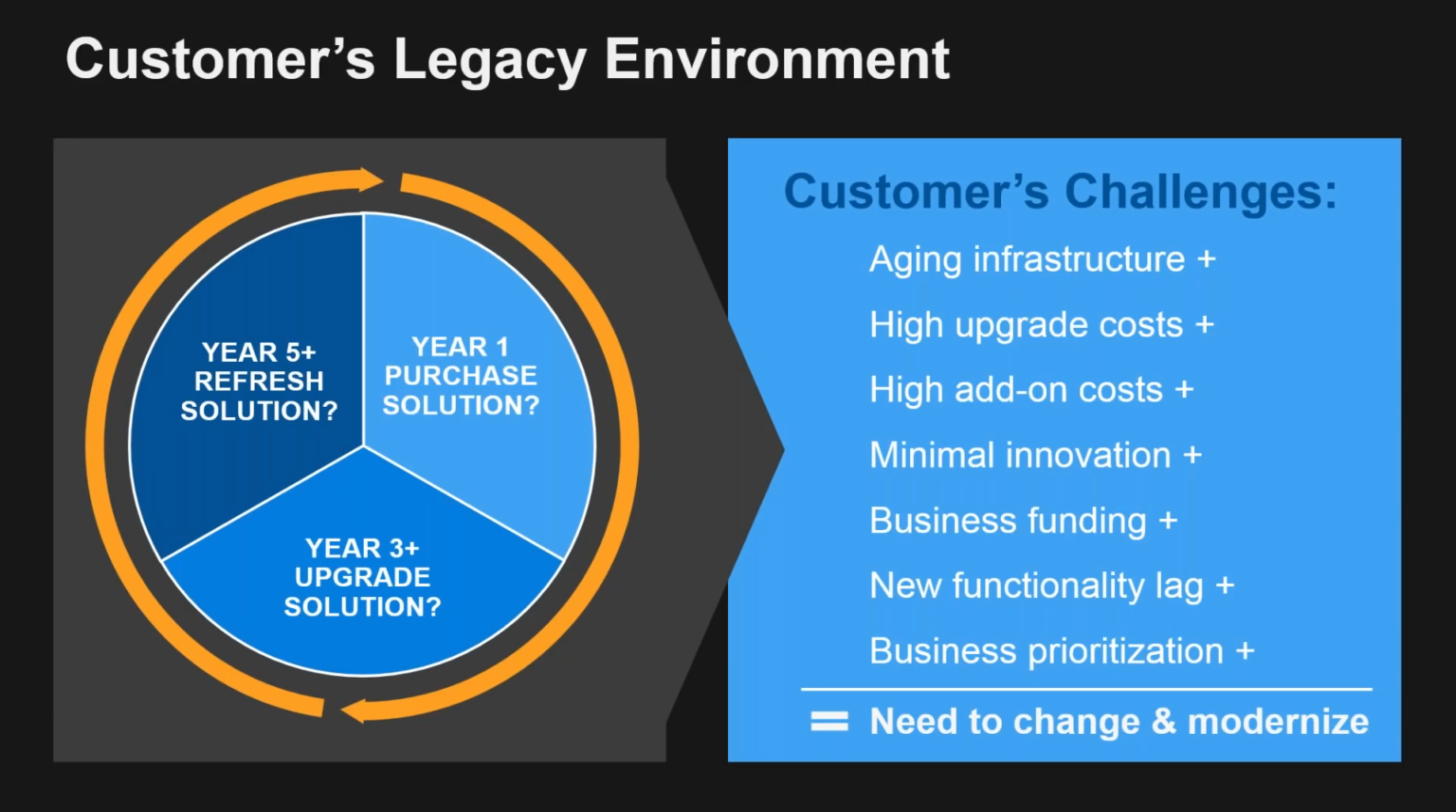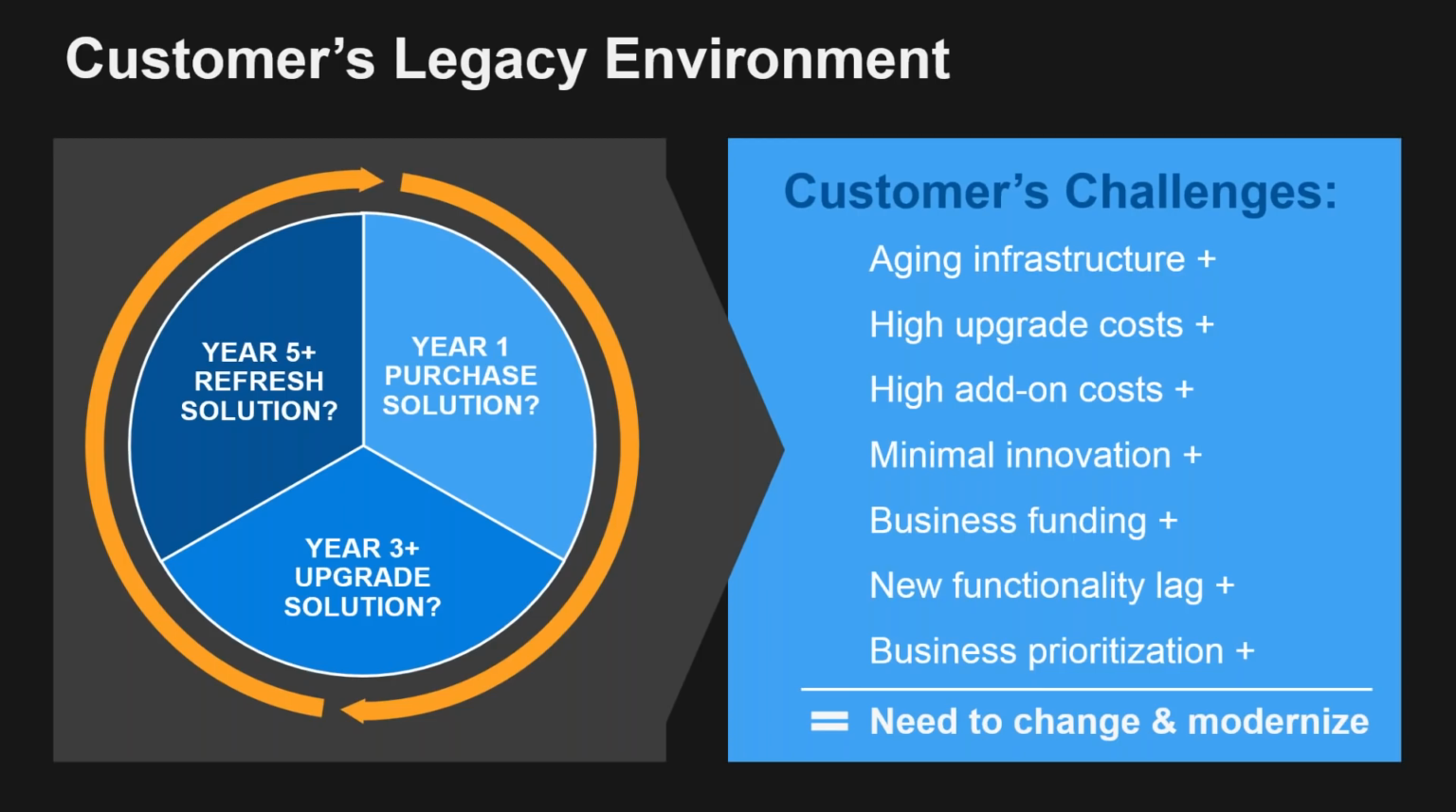This creates a cycle. And for this customer, the challenge of this cycle was that their infrastructure was always aging. They had high upgrade costs. There were high costs to do add-ons. It made it difficult for them to be able to innovate quickly. It always required business funding to keep up with the upgrade cycle. There was a new functionality lag, meaning that in order to get access to new functionality, they would have to upgrade the solution. So there was always a lag between when the vendor announced functionality and when they would be able to implement it in their environment.